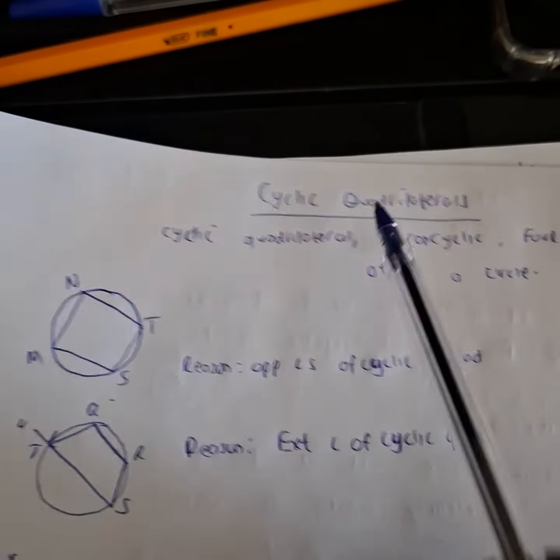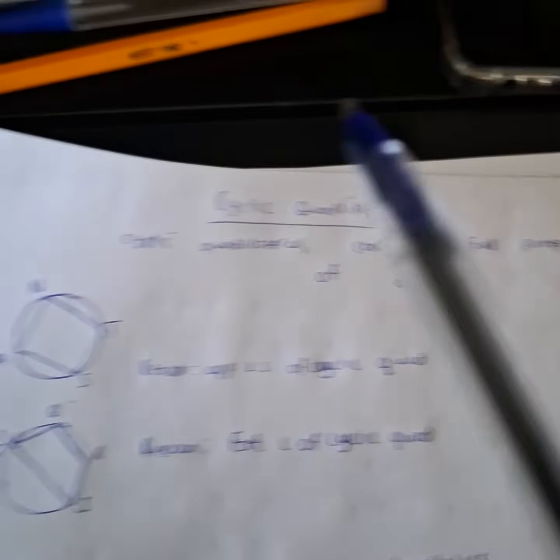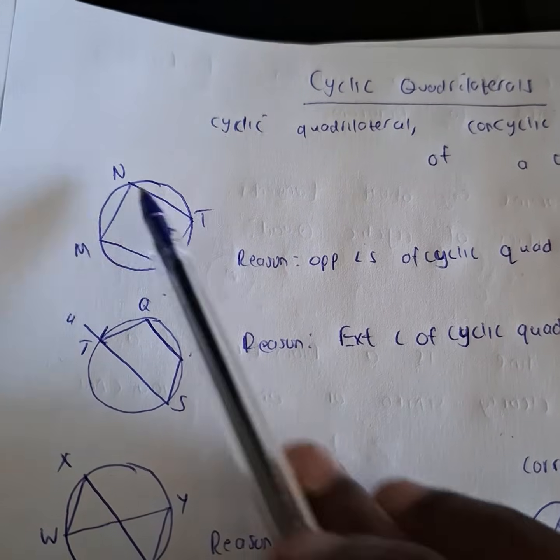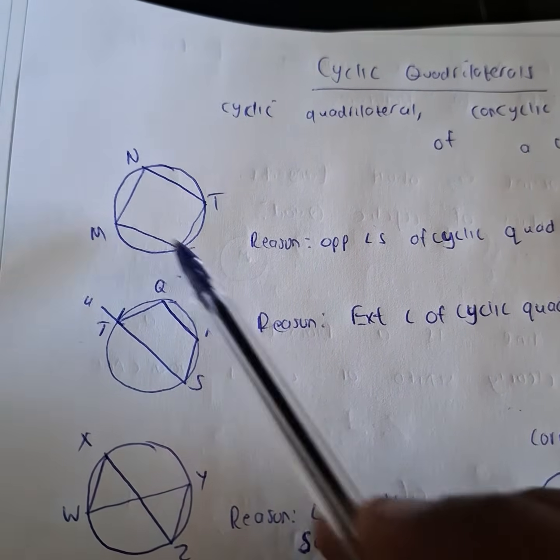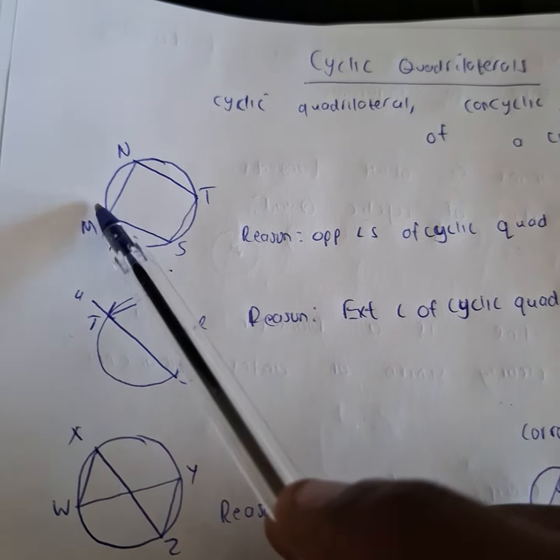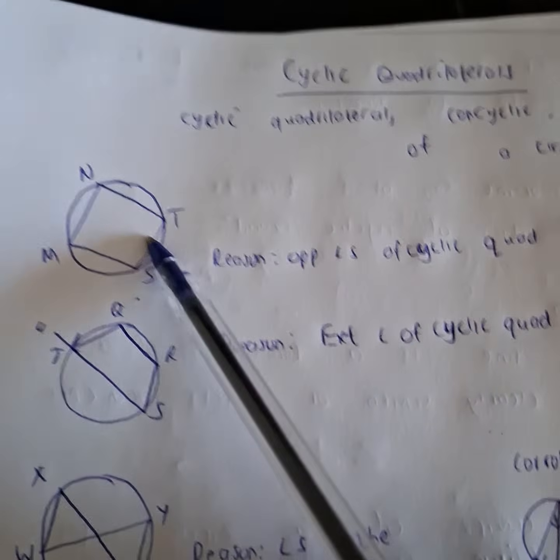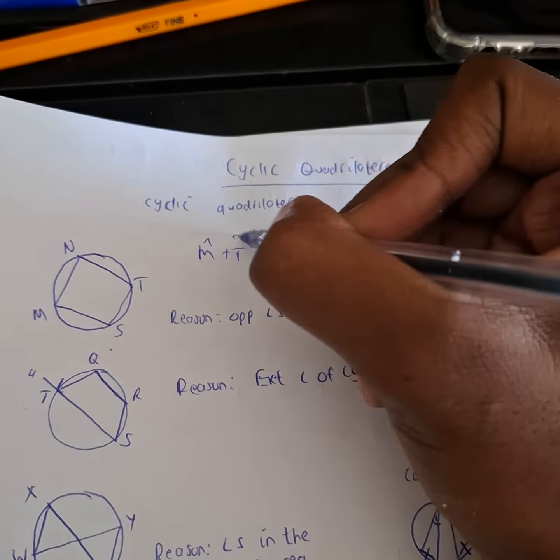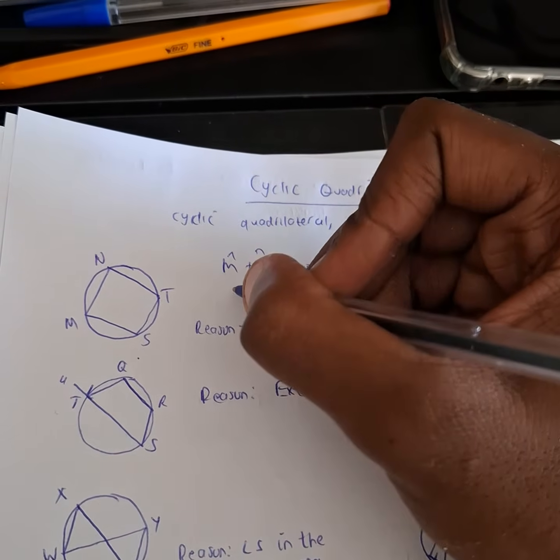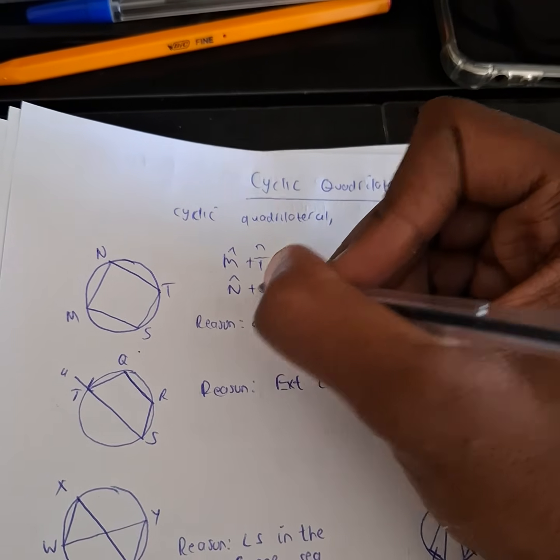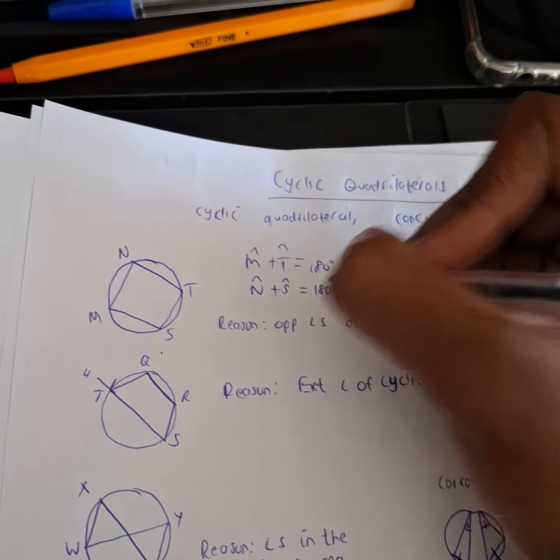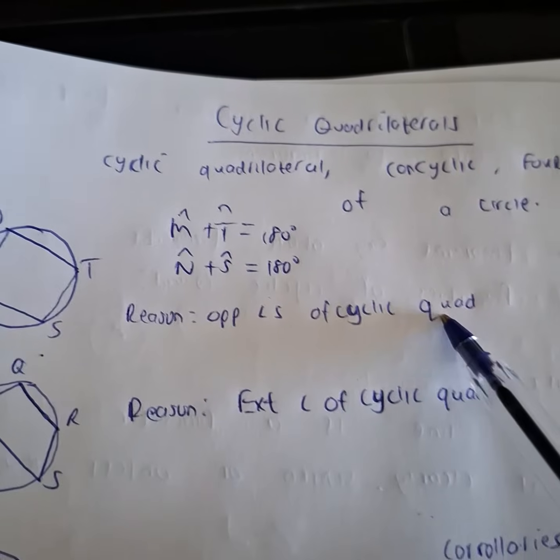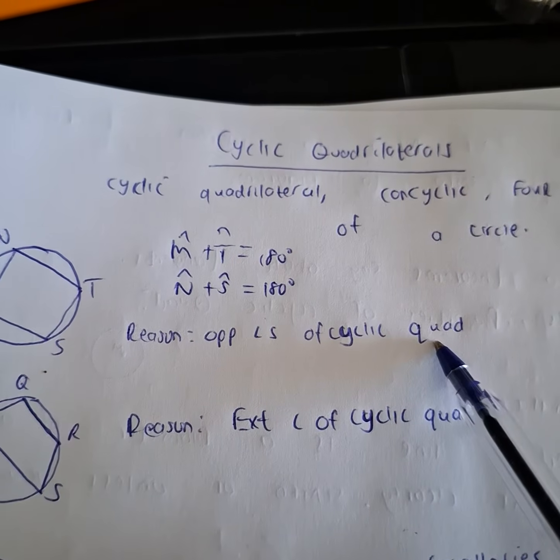So these are the keywords, key points. And then the minute they say that, what should come to our memory? 3 things. The fact that opposite angles of a cyclic quadrilateral, remember all 4 of these points are on the circumference of the circle. So that means opposite angles of a cyclic quad: angle M plus angle T is equal to 180 degrees. Angle N plus angle S is equal to 180 degrees. Very, very important. The reason we use is opposite angles of a cyclic quad, and this is per the acceptable reason document.